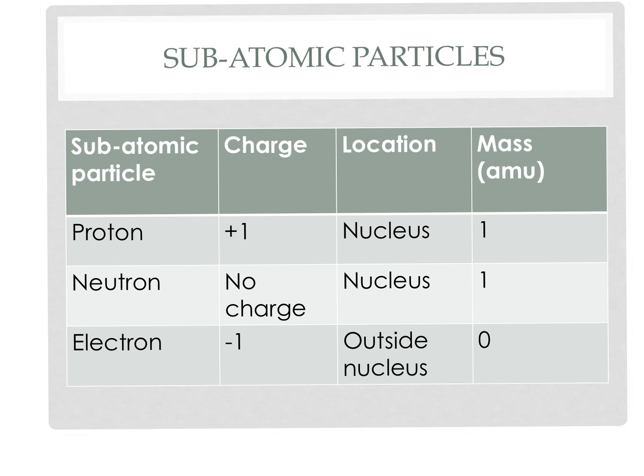And then we have the electrons. Electrons have a charge of -1, and these are found outside the nucleus. Electrons are extremely small compared to protons and neutrons, so they have a mass of 0 AMUs.